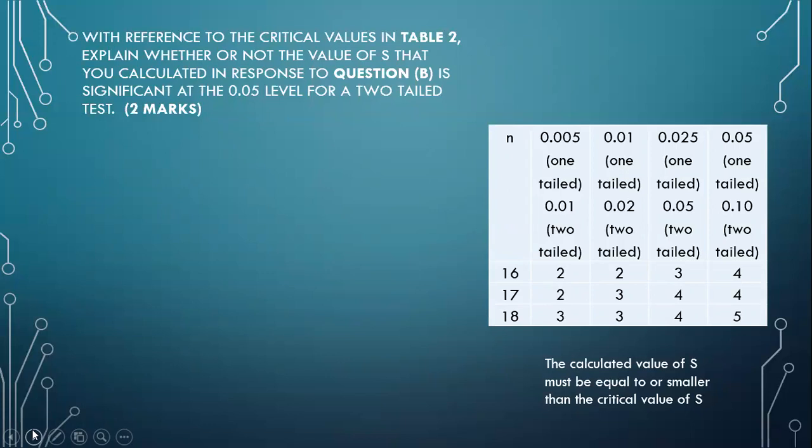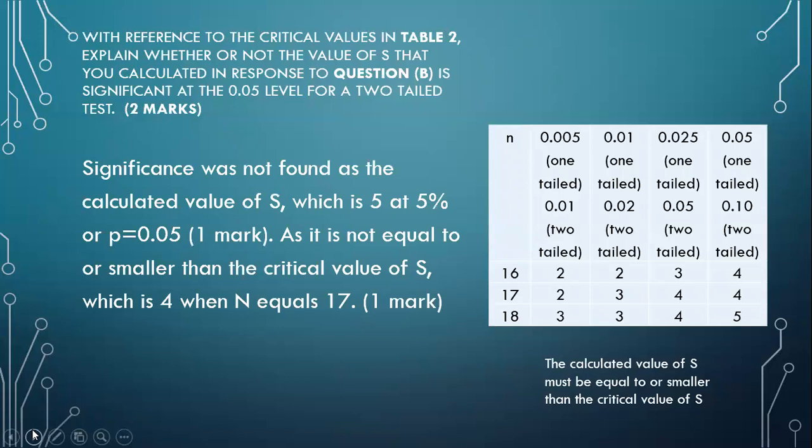So let's look at our answer. Significance was not found as the calculated value of S, which is 5, at 5%. Now, we get 1 mark for that. With reference to the critical value table, we've got to explain whether or not the value of S calculated in question B is significant. So that's what you've got to answer. Was there significance, sorry, rather than is there significance? So let's tell them, was significance found or not?